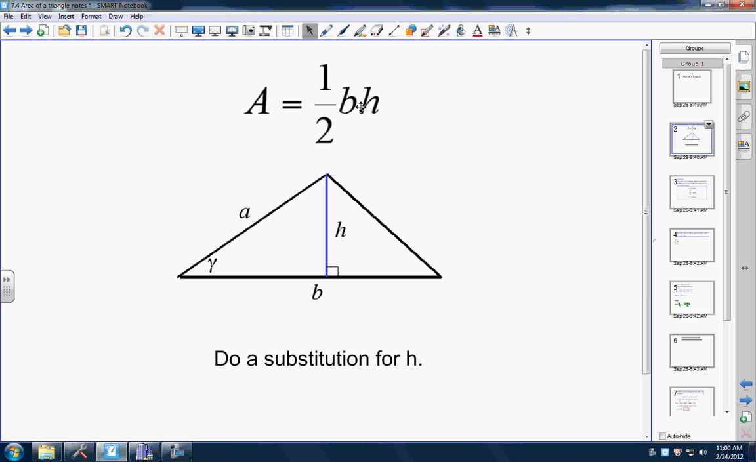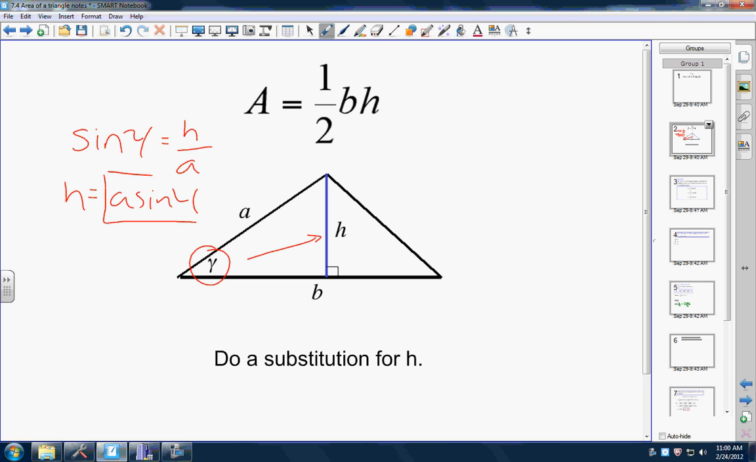So if we do a little substitution here for h, and we say, okay, if I take this lambda, I've got an opposite, so I'm going to use a sine for that. So I'm going to say sine of lambda equals opposite of h over a, and I multiply across by a. I can take this, throw it right in there for h, and I've just created a new formula that lets me do this for any triangle.